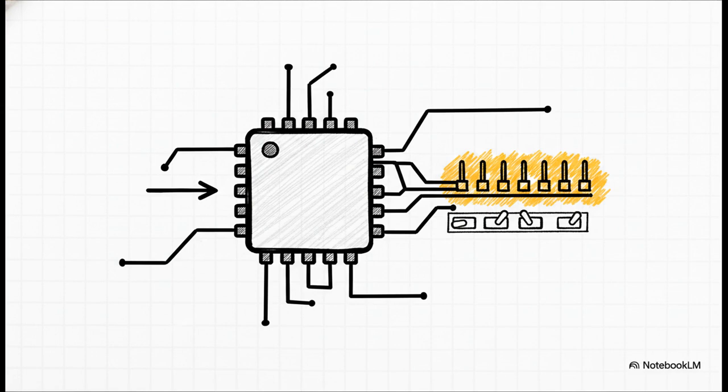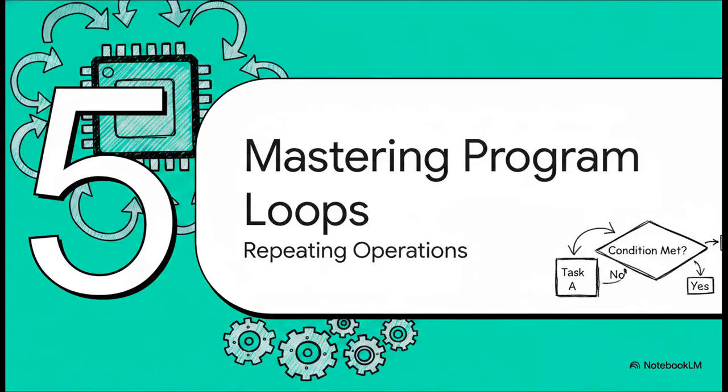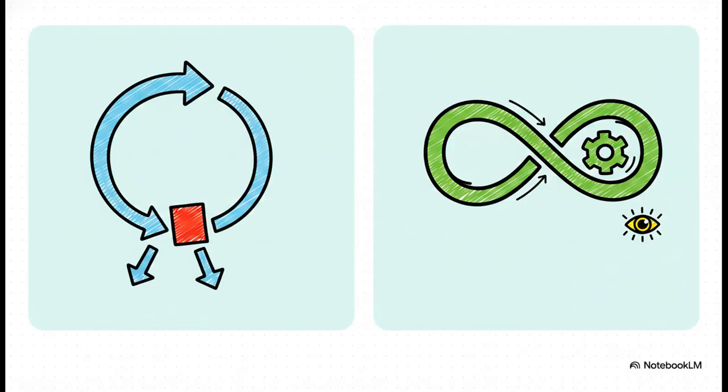How cool is that? Moving into Section 5, Mastering Program Loops, because we definitely want to automate repeating operations. Microcontrollers are basically the ultimate employees for repetitive, tedious tasks. Let's look at how we trap the processor in a productive loop. First up is the classic while loop. A standard while loop repeatedly runs the commands enclosed in its curly brackets until its checking expression becomes false.